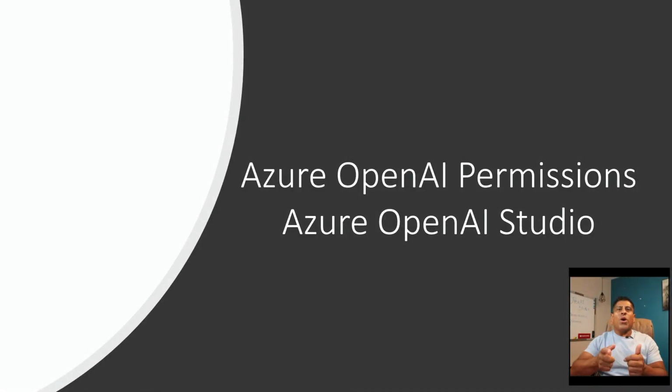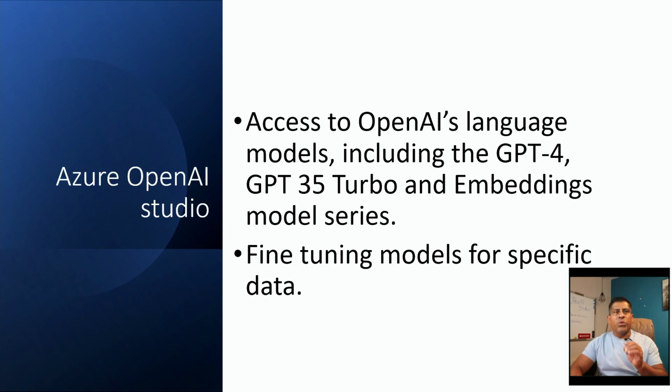All right, as always, I always like to get the terminology out of the way before I jump into the demo. So let's get started with the permissions and how those permissions affect the Azure OpenAI Studio. So first of all, what is the Azure OpenAI Studio? The Azure OpenAI Studio is a friendly interface that Microsoft gives you in the Azure OpenAI service, where you can access the language models, including the GPT-4, the GPT-3.5 Turbo, embeddings, and things like that.